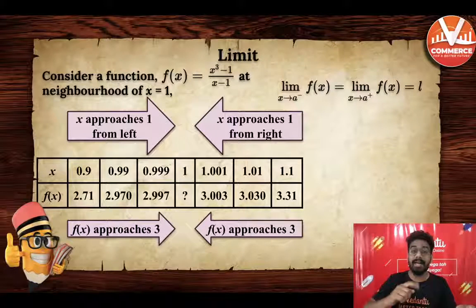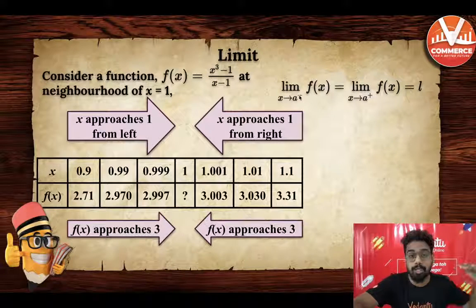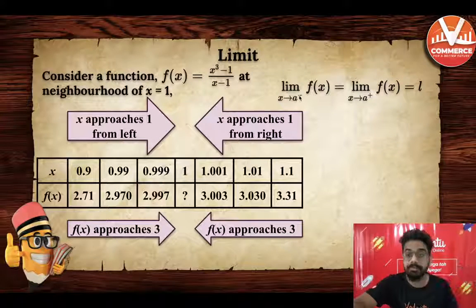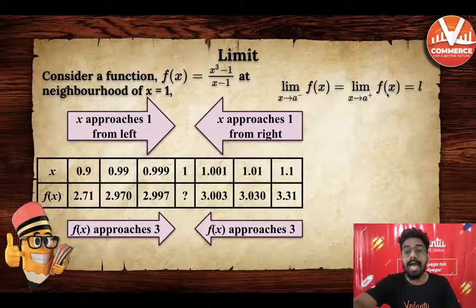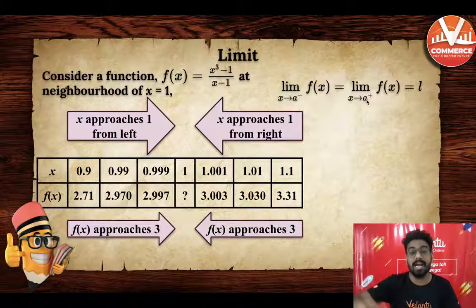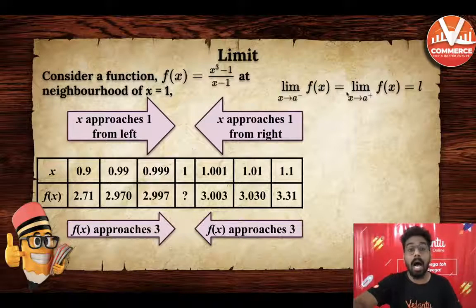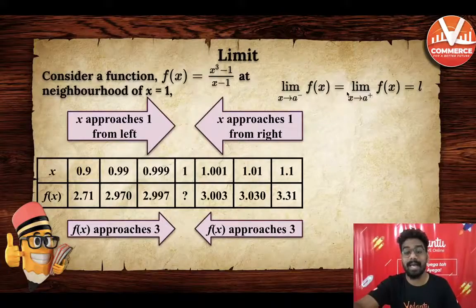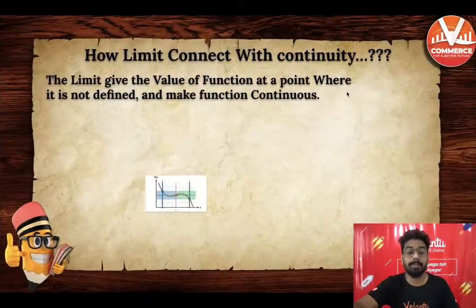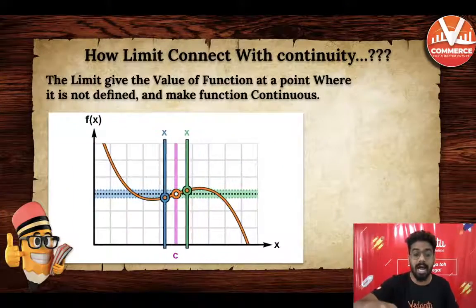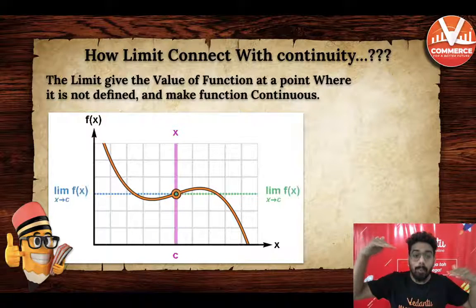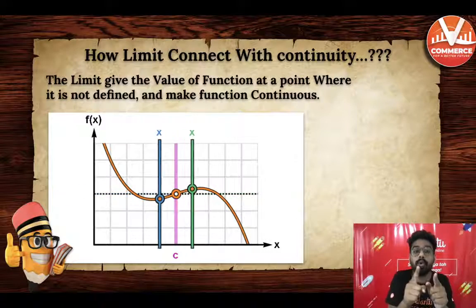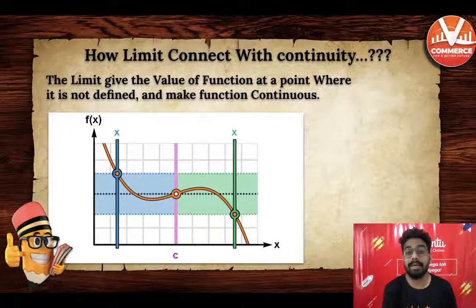It is represented by limit f(x) as x tends to a minus. This minus sign means we are approaching from the left hand side. The second thing is limit f(x) as x tends to a plus, which means we are approaching from the right hand side. And if both are equal, only then the limit exists. Now you will see the graph. They are approaching the same value, only then the limit exists.